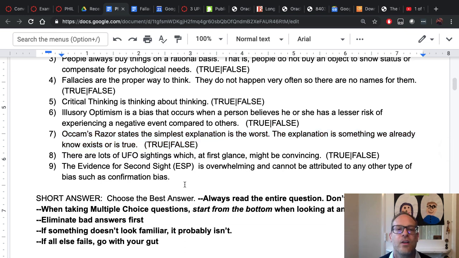Number 8, there are lots of UFO sightings which at first glance might be convincing. Okay, true, right? Look at the Phoenix Lights case. Hundreds of people saw this stuff in the sky. The governor of the entire state saw it. He was a fighter pilot. He was a lawyer. He went to Harvard. On first glance, it seems really like, oh, wow, okay, I didn't know that.